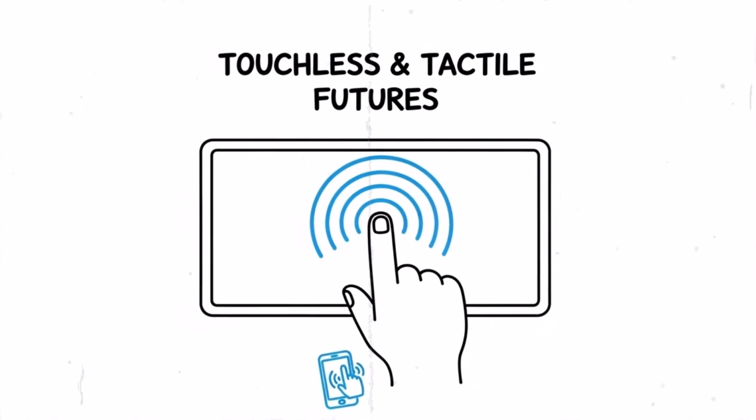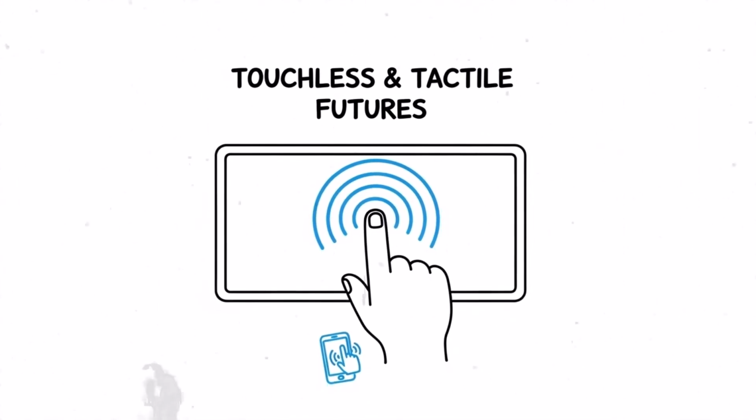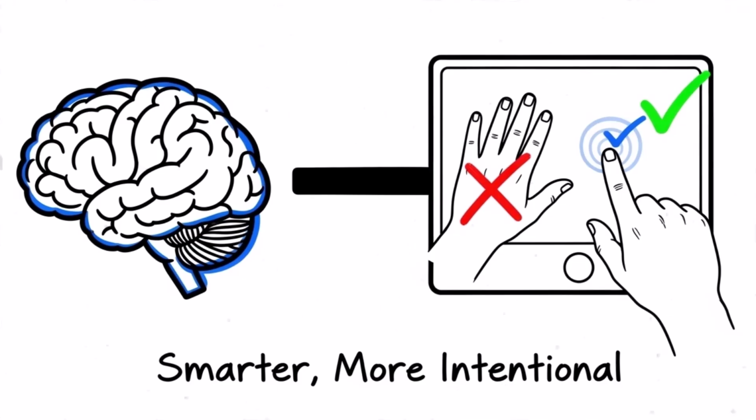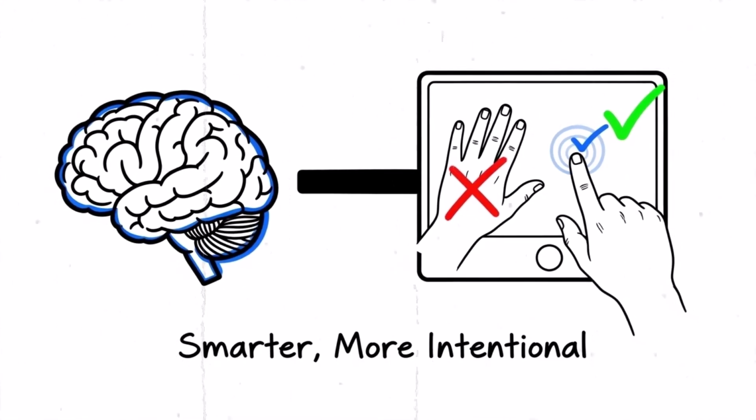But there are trade-offs. Touchscreens lack tactile certainty. You must look at the screen to interact. Physical buttons provide feedback without visual confirmation. This is why some industries still rely on physical controls.